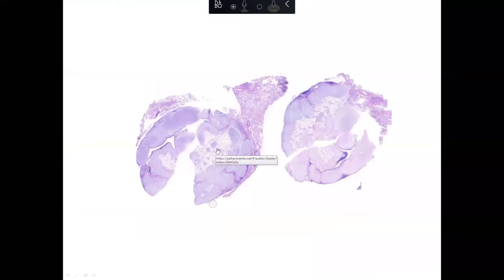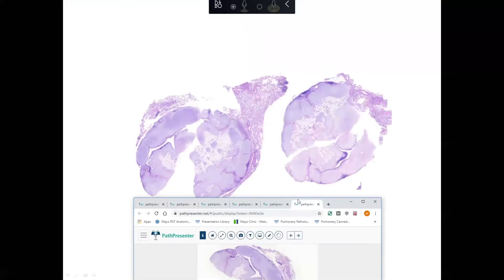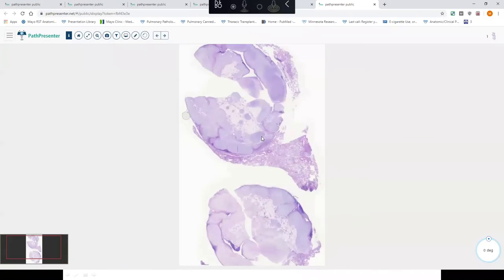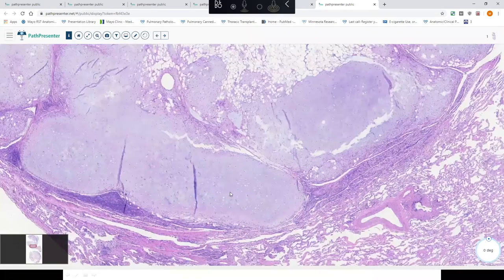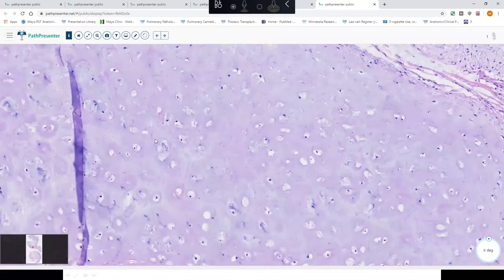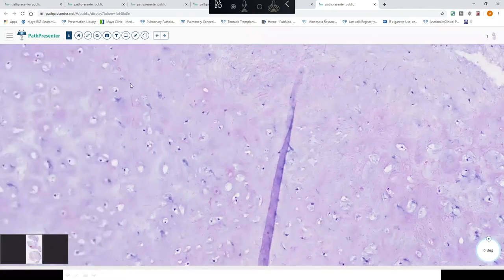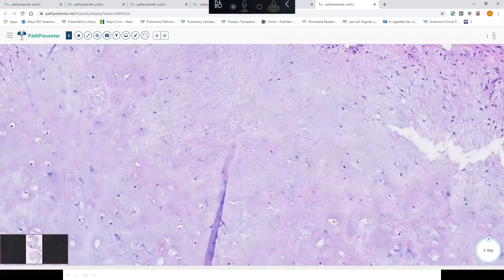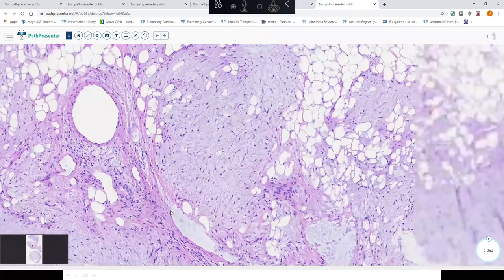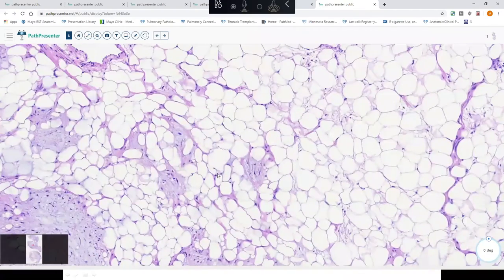Good job. Okay, so moving on to our next case here. We have another lung mass here that looks really well circumscribed on low power, almost like it would just pop out or shell out on the gross. And so then we zoom down to higher power. So what kind of tissue do we see here? Cartilage, perfect. And then what about this here? What do we have here?